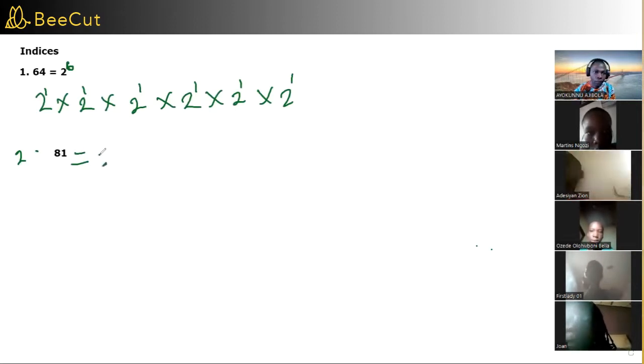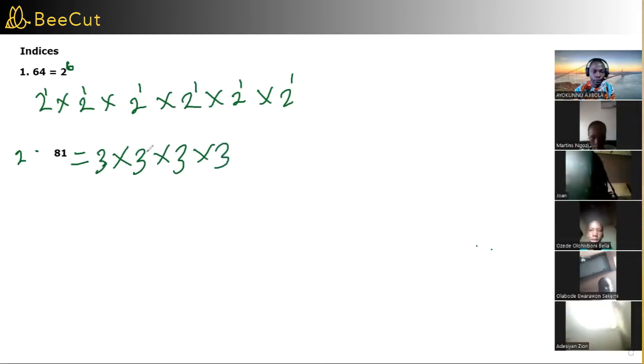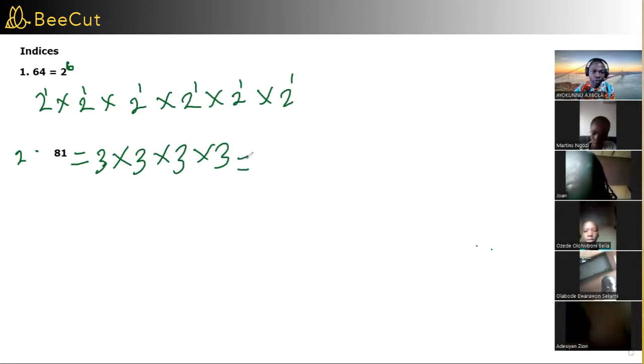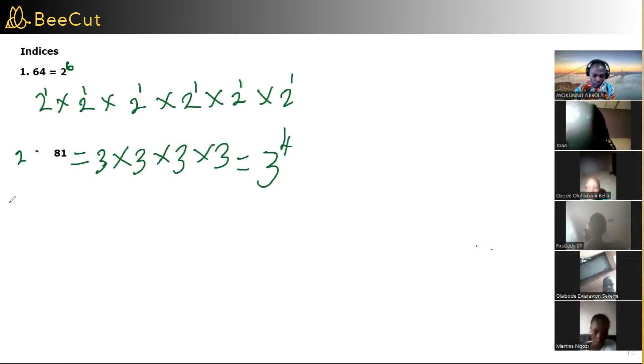So 3 times 3 times 3 times 3. What is 3 times 3? And what is 9 times 3? 27. What is 27 times 3? 81. So that means all this multiplication gives us 81. And that would be 3 raised to power what? 4. Very good. Where do you get the 4 from, from all the ones that are on the screen? Yes or no? Yes.